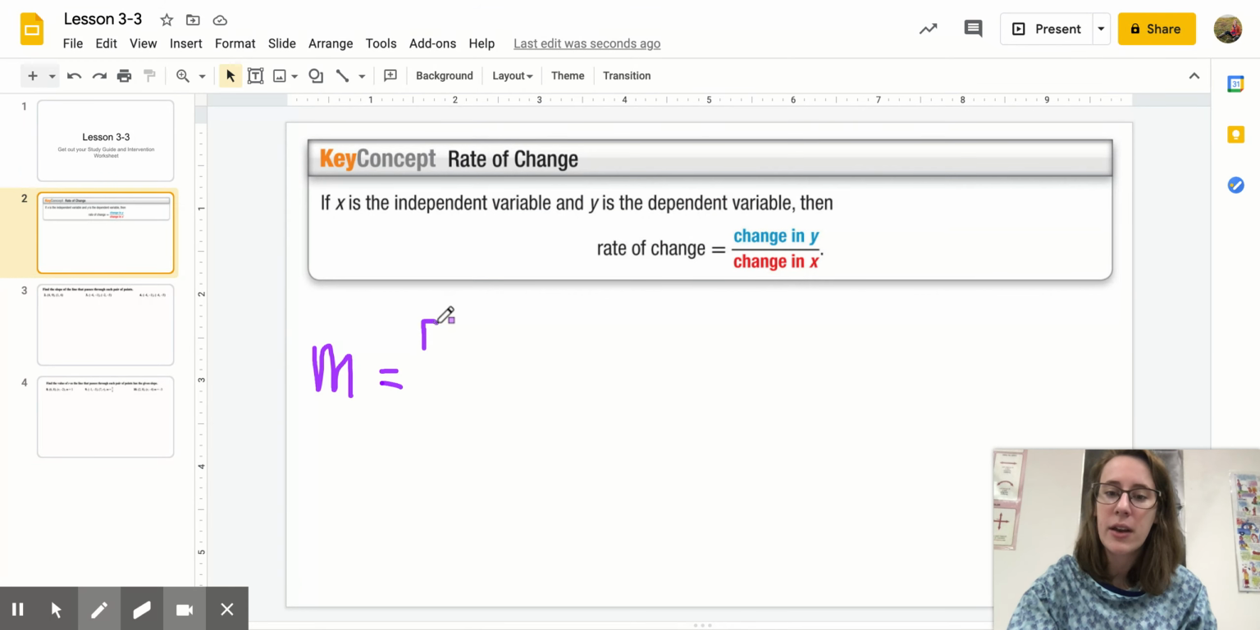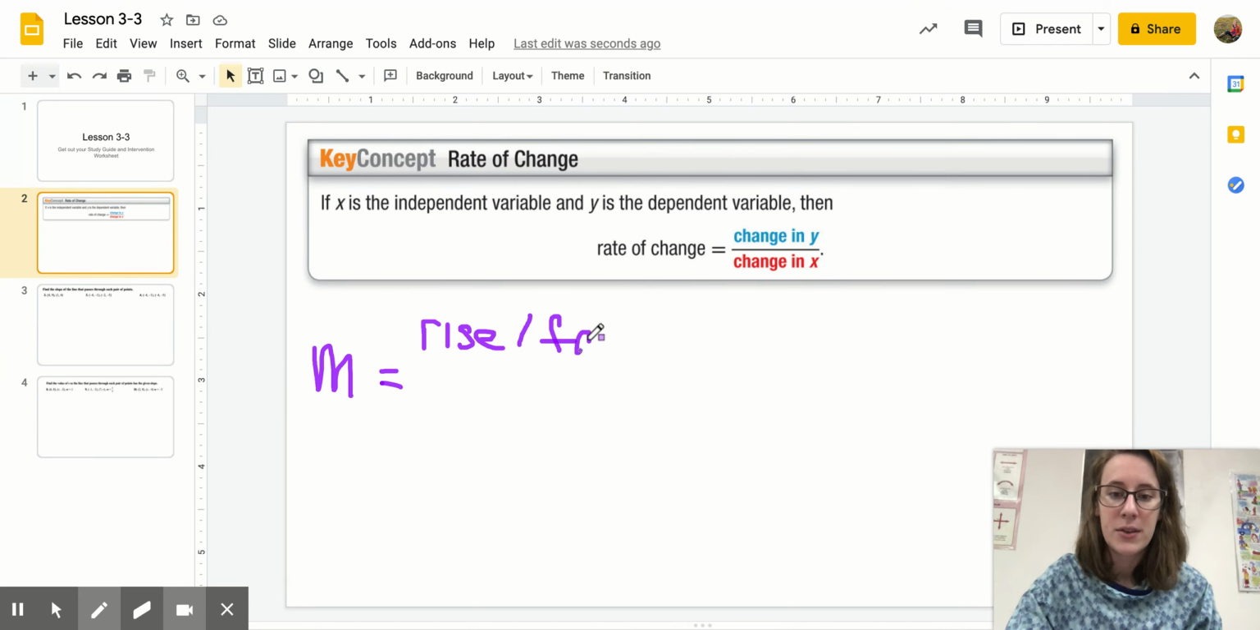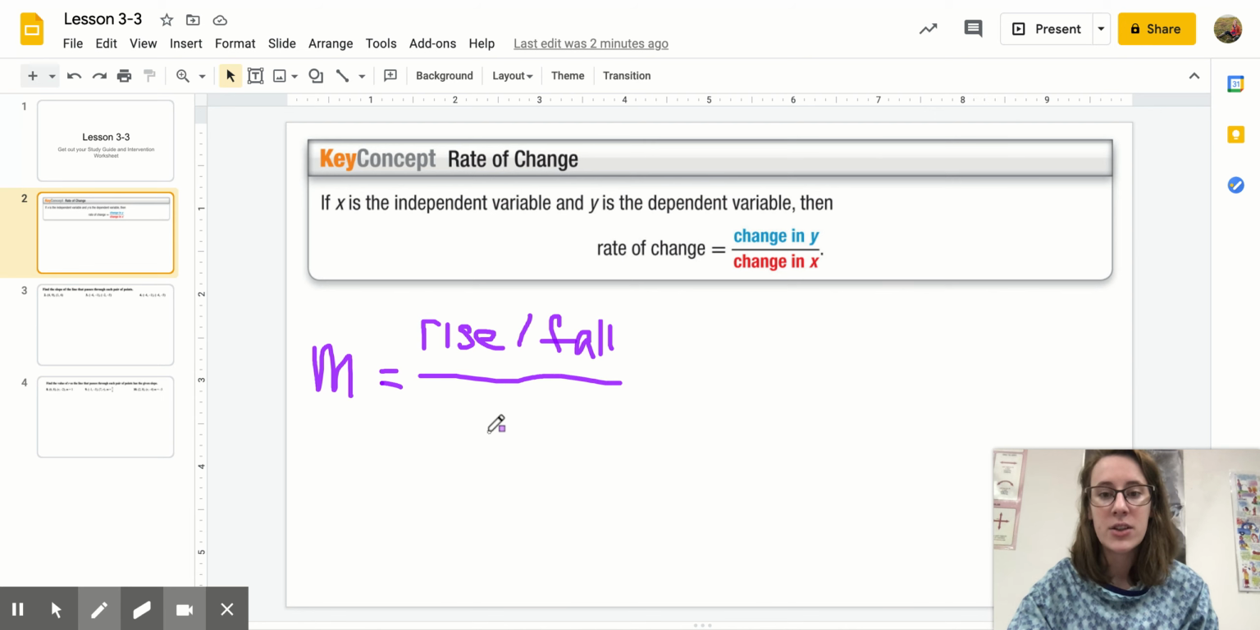So when we're talking about slope, we call it M sometimes. And the slope is your rise/fall. The way they describe it that I want you to write down too is that it's the change in Y. How much are you going up or down? So you're either rising or you're falling. You're falling when it's negative and you're rising when it's positive. Just like if you were to talk about money, if you go into the negatives, you go down. You go into the positives, you go up. So it's rise/fall over run.